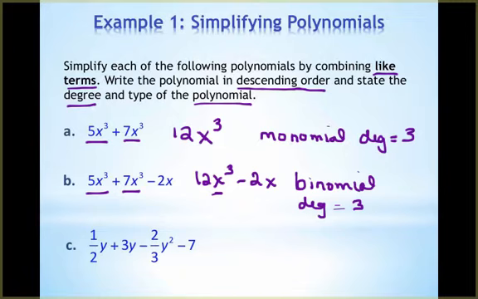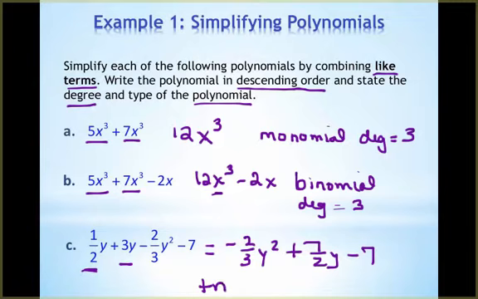in the entire problem. In our next example, we have some like terms we can combine with our y and our 3y, but since we're putting in descending order, let's start with our highest power first, which would be negative 2/3 y squared. Then combine 1/2 y plus 3y, which would be 3.5 y, or 7/2 y, and then minus 7. This has 3 terms to it, so it's a trinomial. And the highest degree of the problem is 2, so the degree of the polynomial is 2.